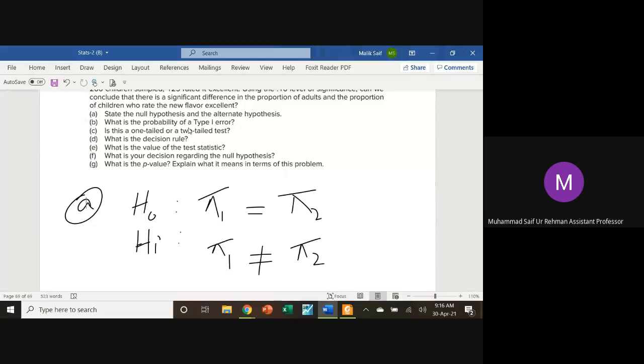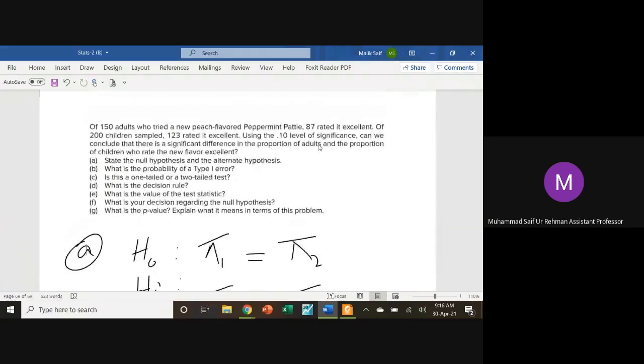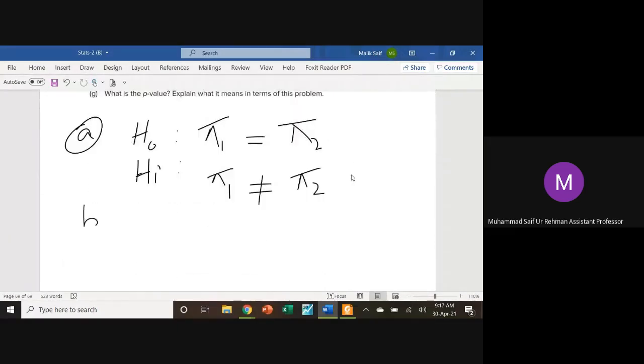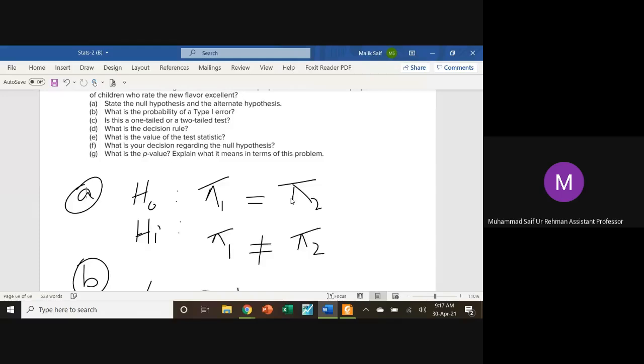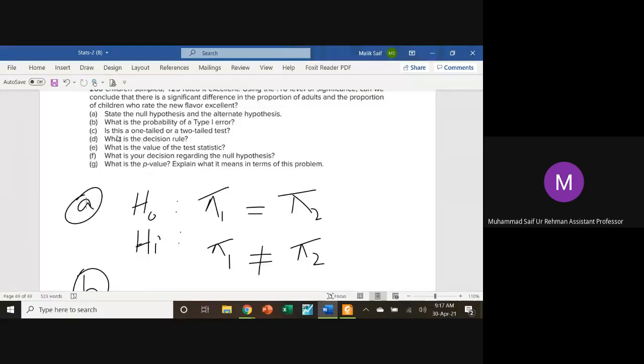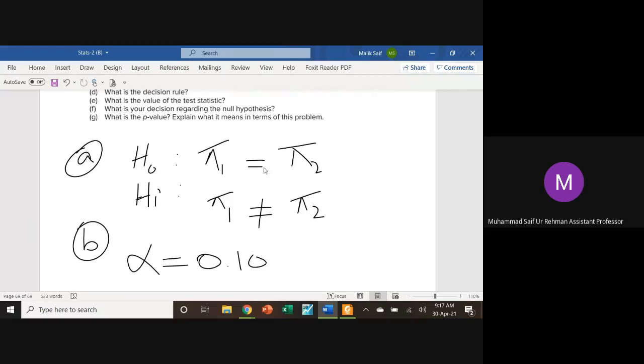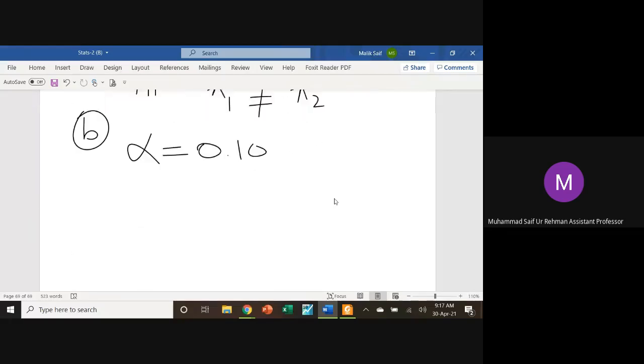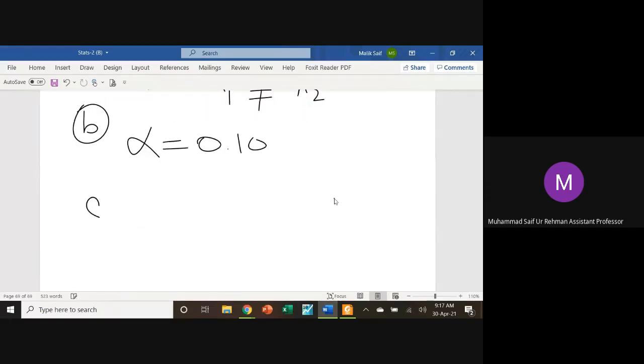What is the probability of a type 1 error? So type 1 error is basically the level of significance alpha. So that is given, 0.10. So answering part B, you will write down alpha is equal to 0.10. Simple. Then, is this a one-tailed or two-tailed test? So definitely it is a two-tailed test because equality sign is there. So you will write down two-tailed.